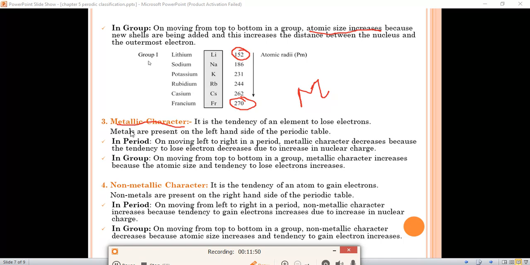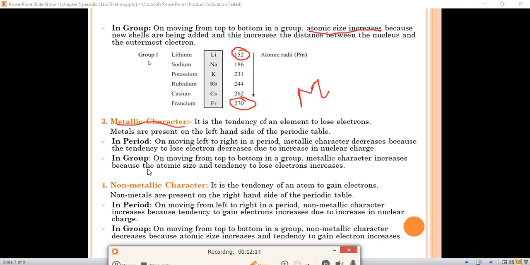Now we'll see the trend of metallic character in periods and groups. In a period, what happens when we move from left to right? Metallic character decreases because the tendency to lose electrons decreases due to increase in nuclear charge. We all know that metals are present on the left hand side and non-metals on the right hand side. So when we move from left to right in a period, metallic character will decrease because we are moving towards the non-metals.